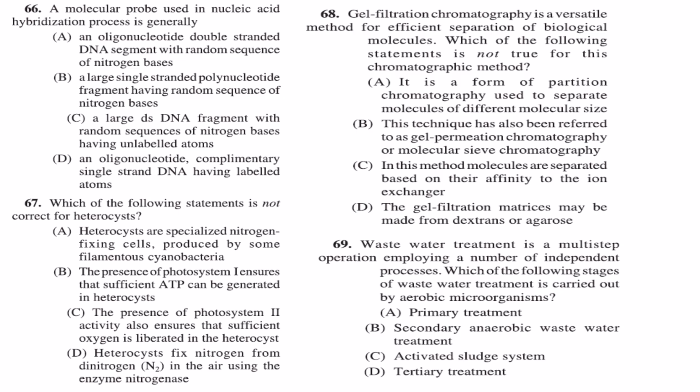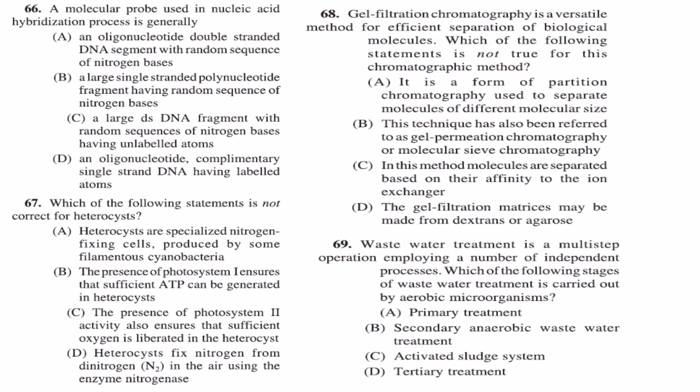Okay. So options: an oligonucleotide double-stranded DNA segment. No, it is not a double-stranded segment. It has to hybridize to your target sequence, so naturally it has to be single-stranded. So it cannot be double-stranded. So that is not correct. A large single-stranded polynucleotide fragment having a random sequence of nitrogen bases. It cannot be a random sequence. It has to be a specific sequence, that is, it has to be complementary to your target sequence. So it should be a specific sequence of nucleotides.